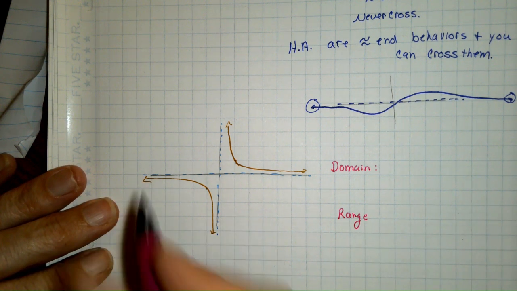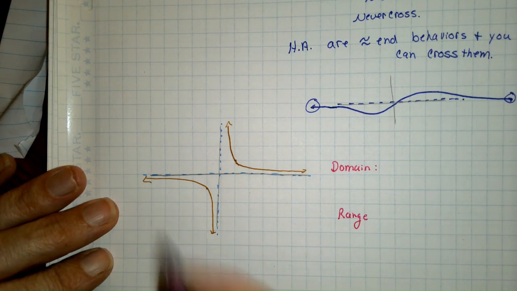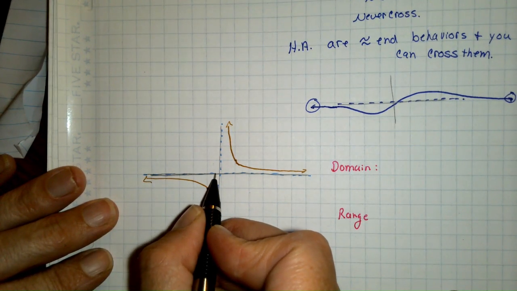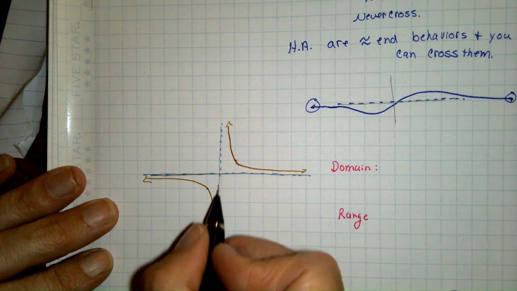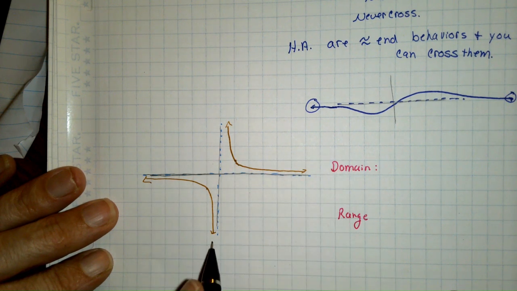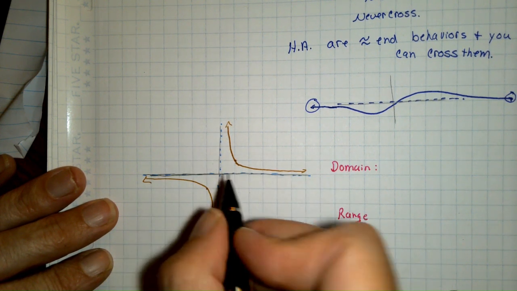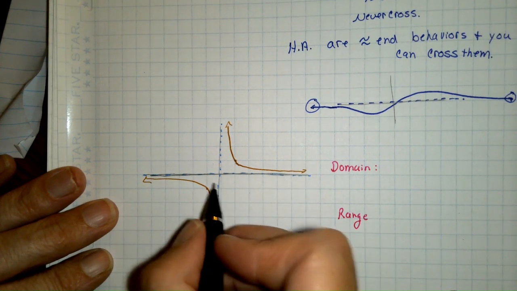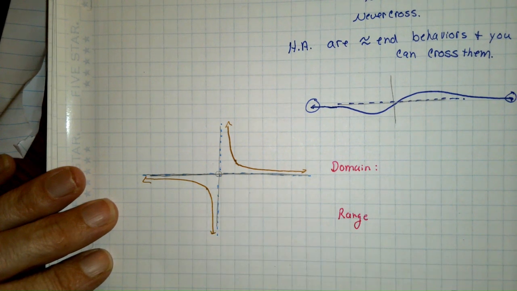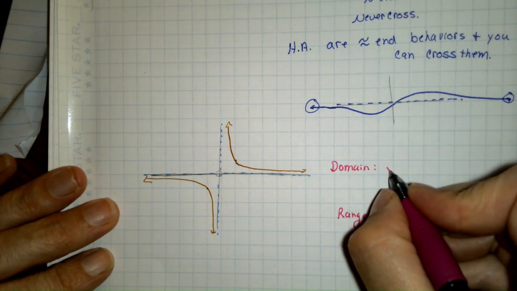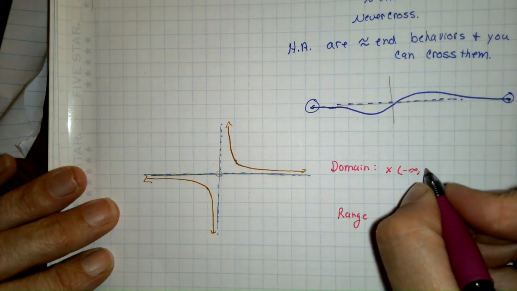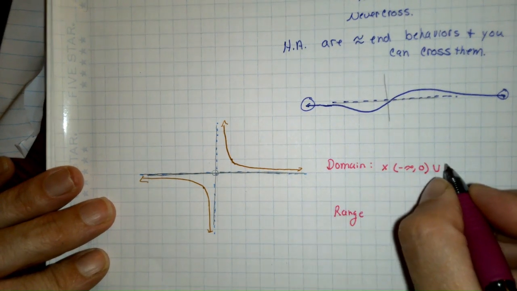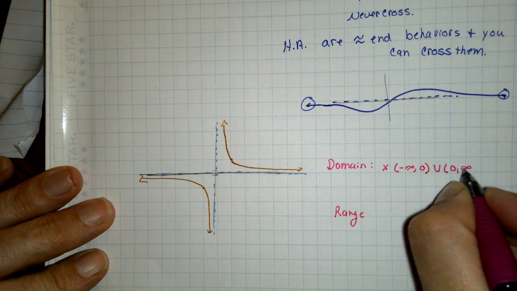Okay, so for our domain, we're going along, going along, going along. Then we hit that asymptote, and there's no dot up on this line, so we have to pick up our pencil, and then we get to go along again. So our domain is everything, but we skipped 0. So x is anything between negative infinity and 0, parenthesis, because we didn't include 0, or 0 to infinity.